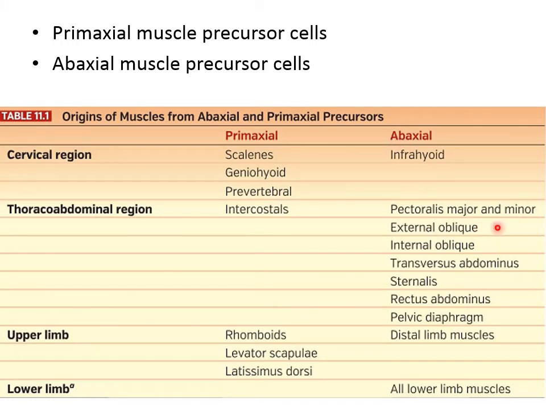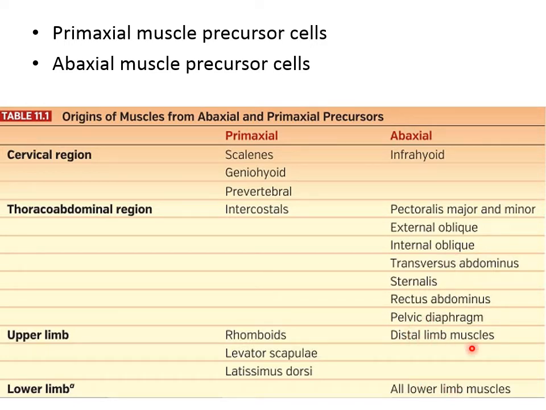In the thoracoabdominal region, it gives pectoralis major, minor, external oblique, internal oblique, transversus abdominis, rectus abdominis. That means abdominal wall muscles, the sternalis, and the pelvic diaphragm. In the upper limbs, it gives distal limb muscles. The abaxial domain gives distal limb muscles and all lower limb muscles. So the abaxial gives the infrahyoid muscles, the abdominal wall muscles, and all lower limb muscles and the distal limb muscles.